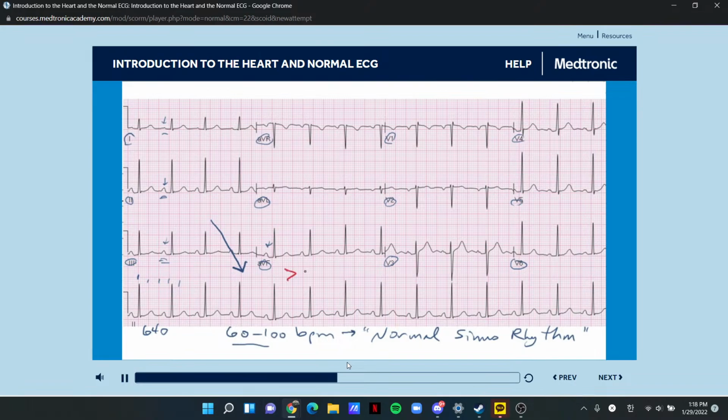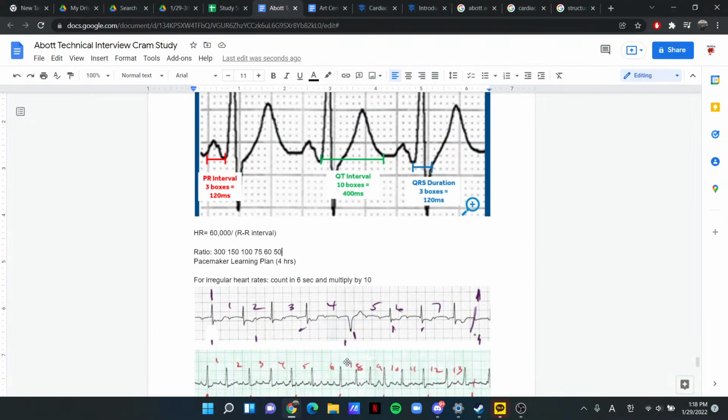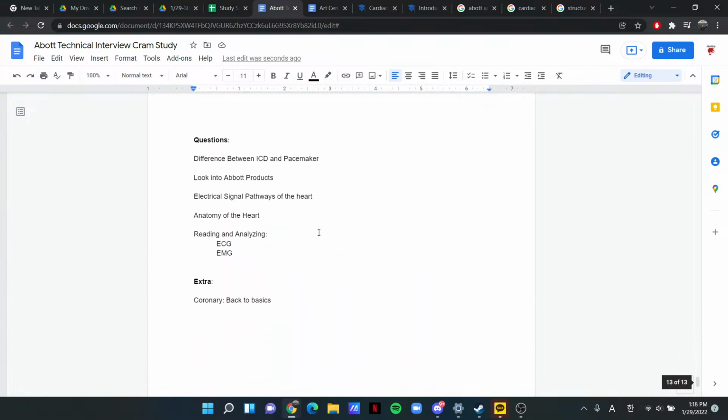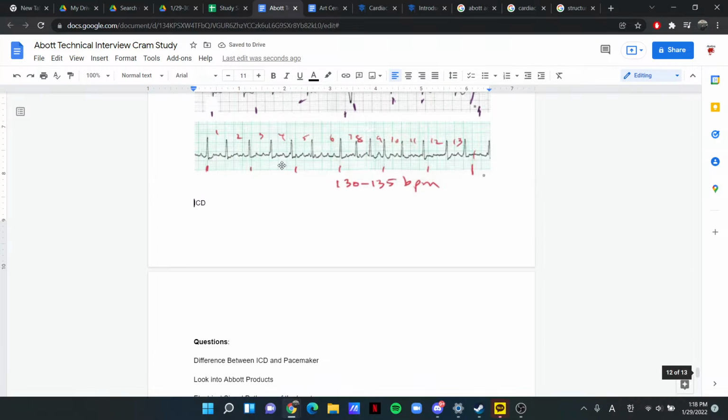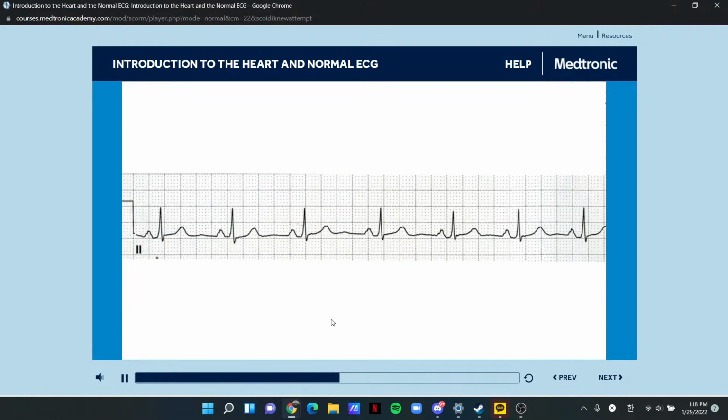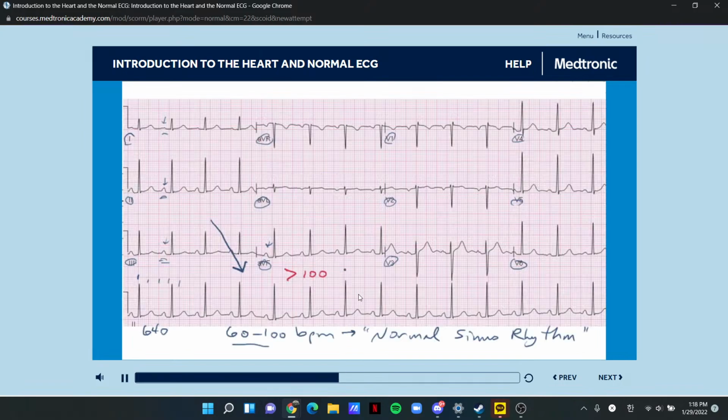Rates above 100 beats per minute are referred to as sinus tachycardia, and rates below 60 beats per minute are referred to as sinus bradycardia. Let's look at a few more examples.